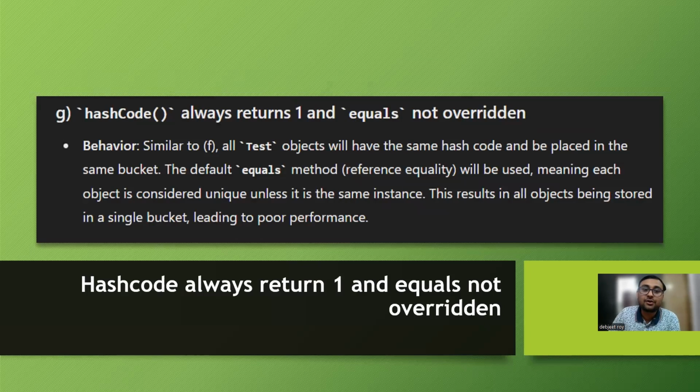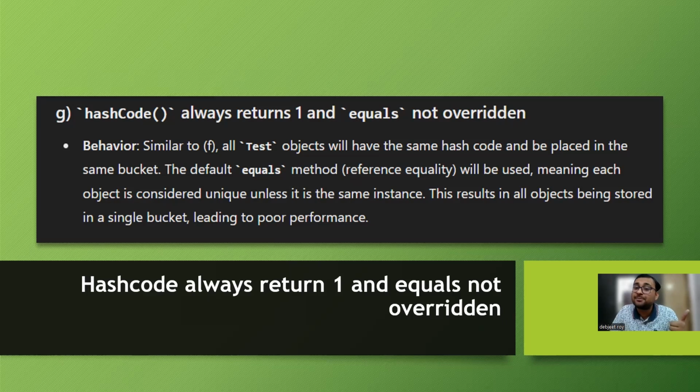Next, Hashcode method always returns 1, but equals is not overridden. Then what will happen in this scenario? It is similar to the previous scenario. All test objects which have the same Hashcode will be placed into the same bucket, because you are doing modulus with the size. Since the Hashcode is the same, it will point to the same bucket. It's fine, but equals method is not overridden, then what will happen?